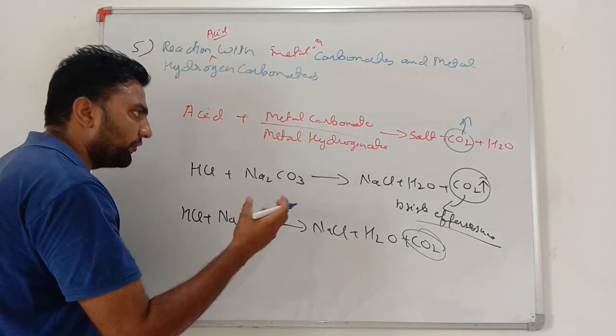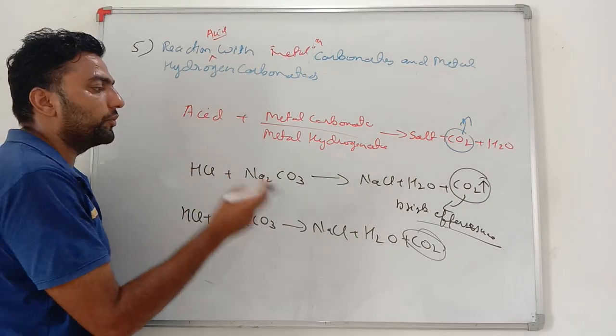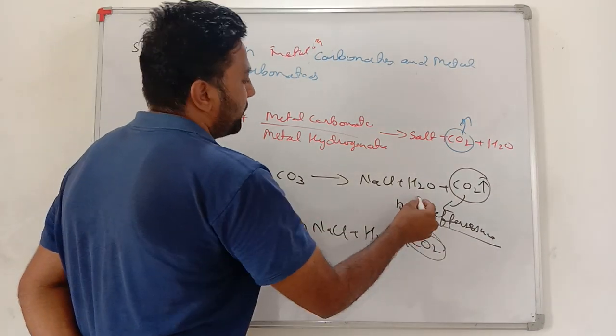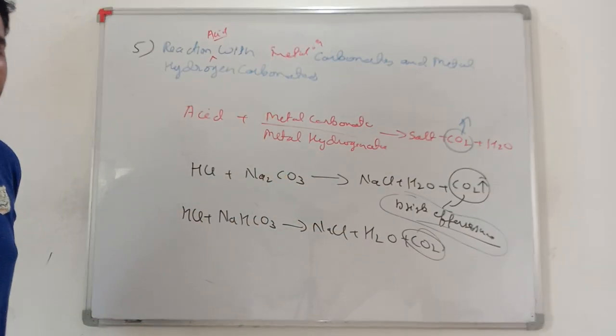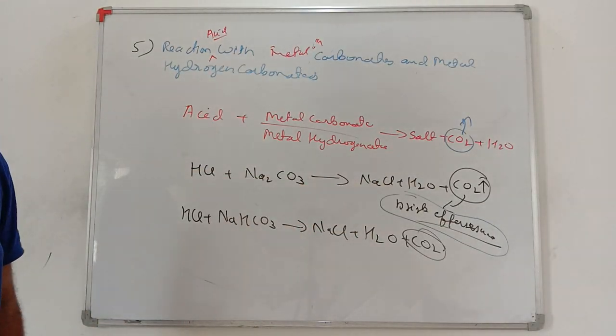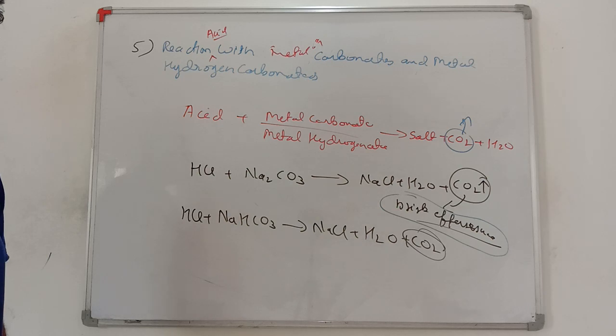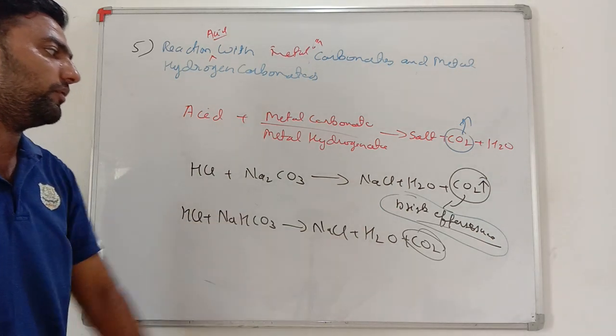Very important, if a question is asked how you will prove that this gas is carbon dioxide, first of all we can say the gas is escaping with brisk effervescence. This is a property of carbon dioxide. You produce it in a large amount, it comes out from the solution as brisk effervescence.